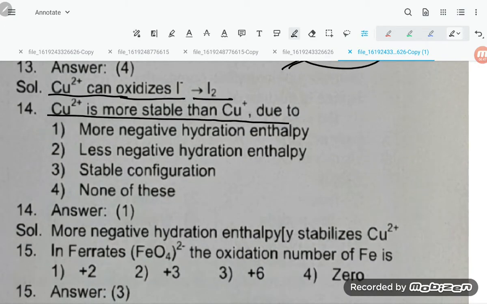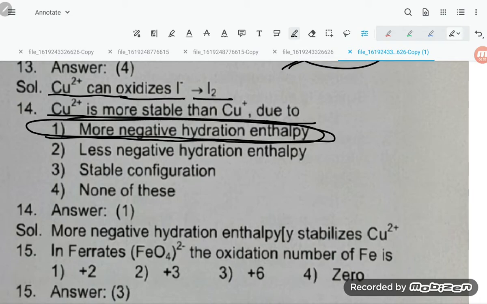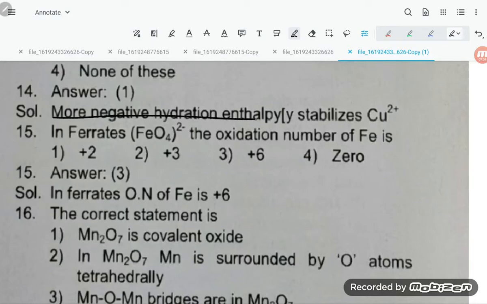Cu2+ is more stable than Cu+ due to more negative hydration enthalpy. So because of the more negative hydration enthalpy, Cu2+ is more stable than Cu+. The more negative hydration enthalpy stabilizes the Cu2+ ion.